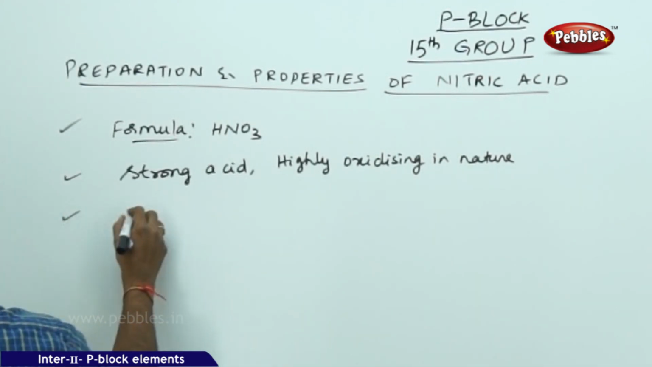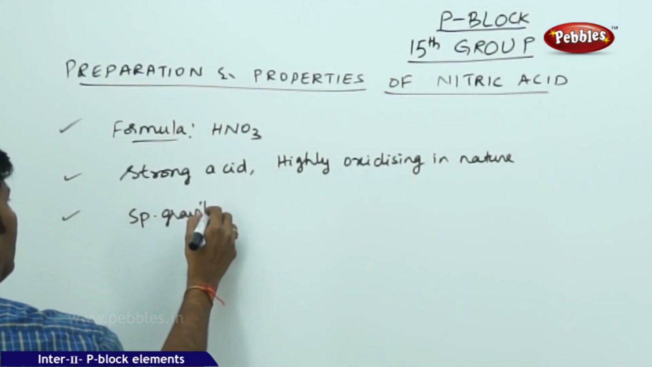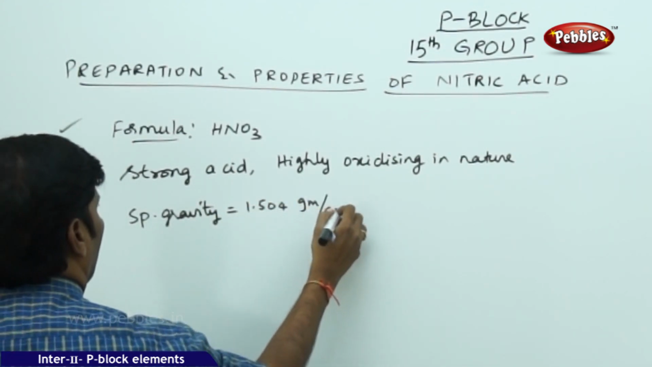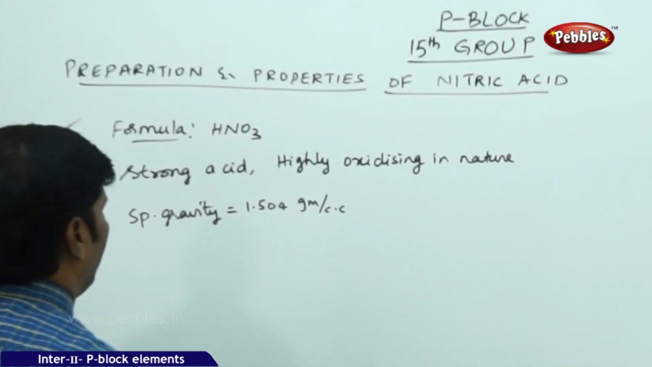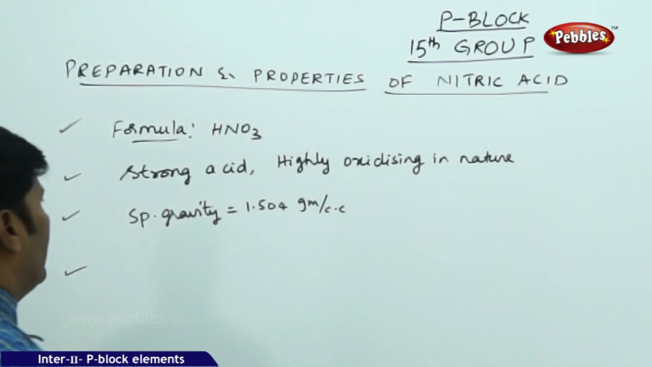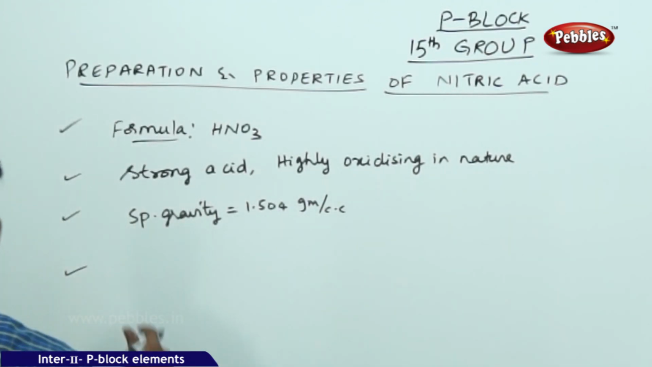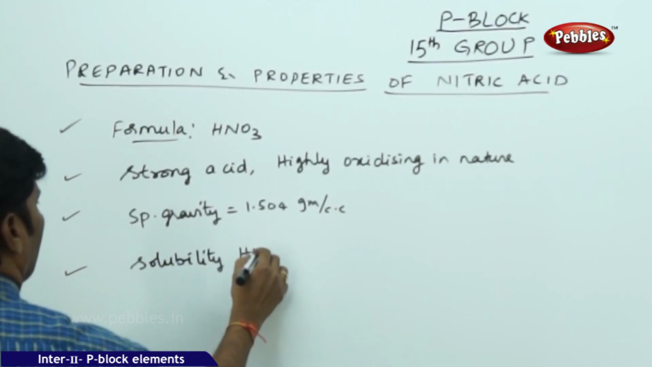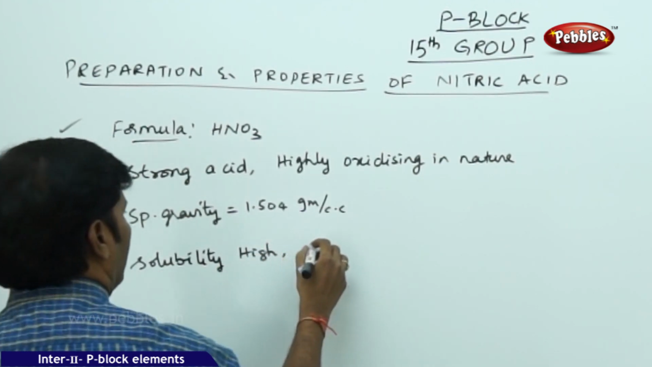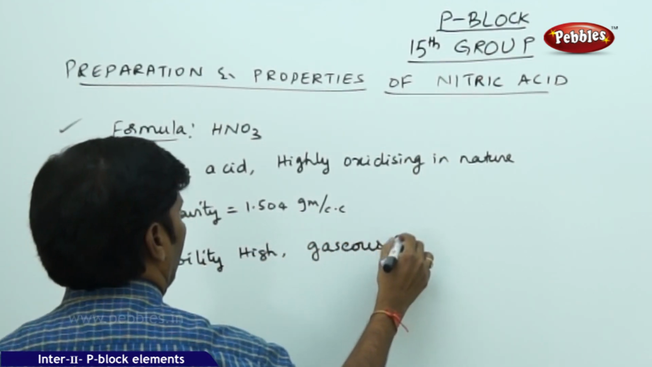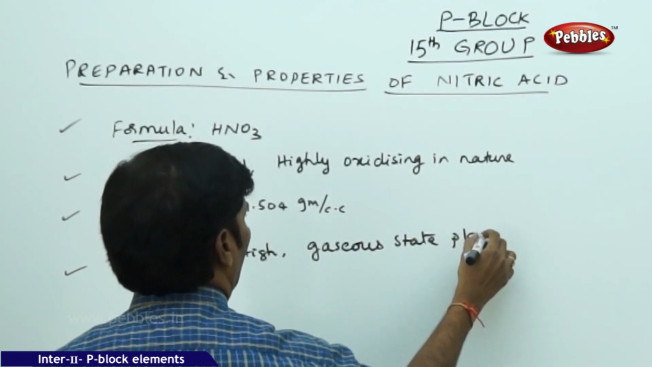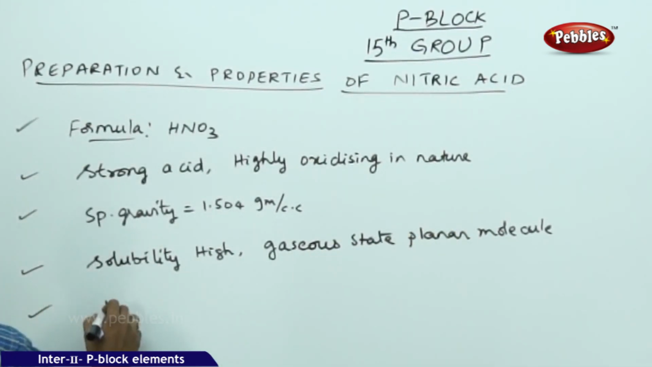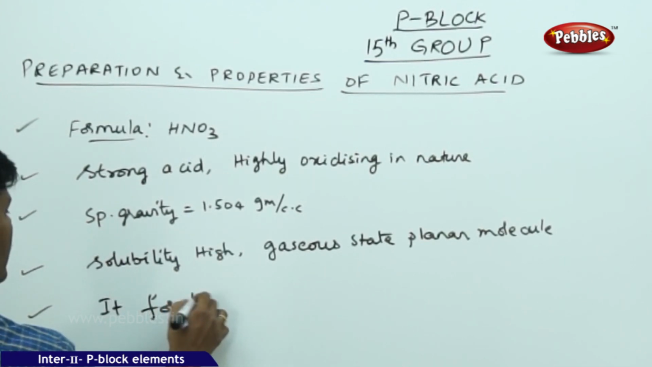Highly oxidizing in nature. It has a specific gravity of 1.504 grams per cc. This nitric acid is soluble in water, its solubility is high, and in the gaseous state it is a planar molecule. It also forms a constant boiling mixture.